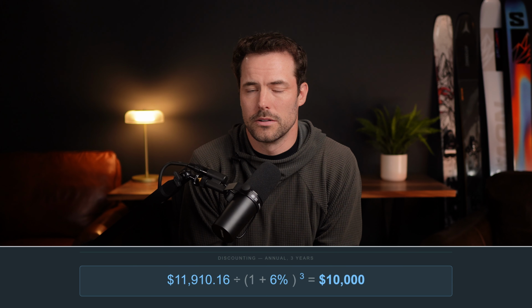The general formula for discounting is simply the future value divided by 1 plus the interest rate per compounding period raised to the total number of compounding periods. So returning to our annual example, if we were told we'll receive $11,910.16 3 years from now and want to know what that amount is worth today at a 6% rate, we divide $11,910.16 by 1 plus 6% raised to the power of 3. Doing so gives us a present value of $10,000.